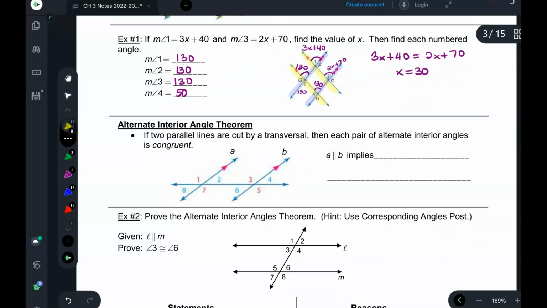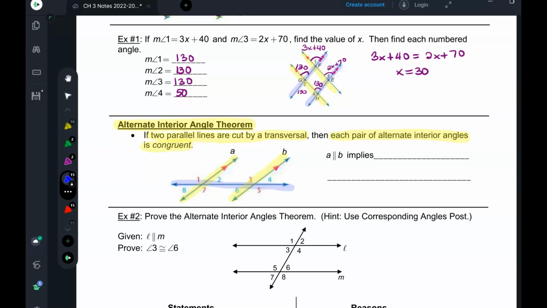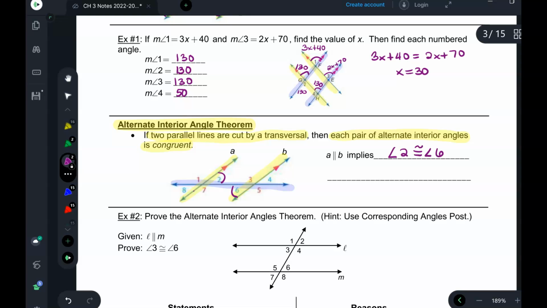Okay, next we have our first theorem, alternate interior angle theorem. So if two parallel lines are cut by a transversal, then each pair of alternate interior angles is congruent. So here we have lines A and B again are parallel, and this is our transversal. So let's identify which are the alternate interior angles. So we have 2 and 6 would be congruent. The other pair would be 7 and 3.